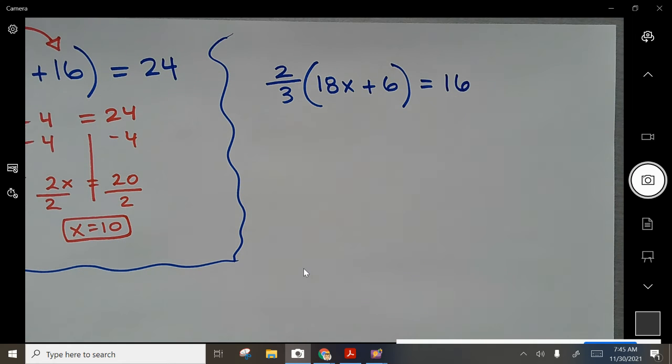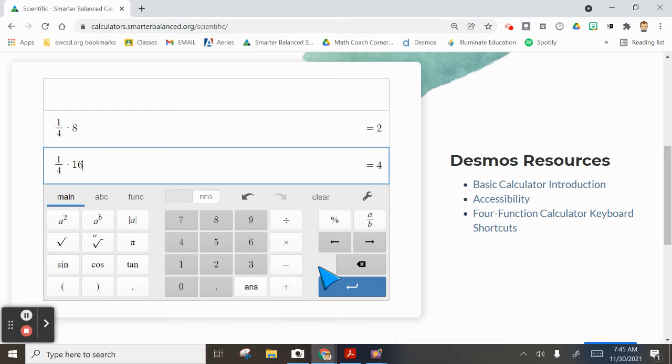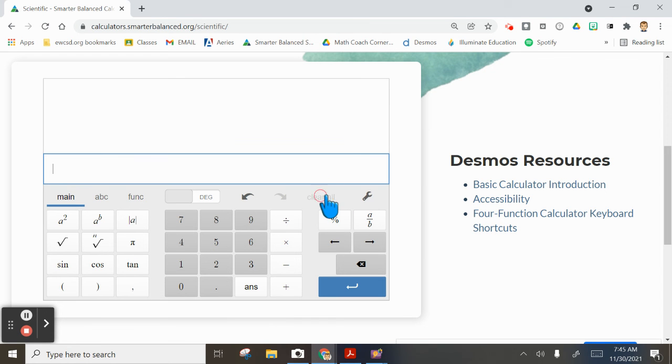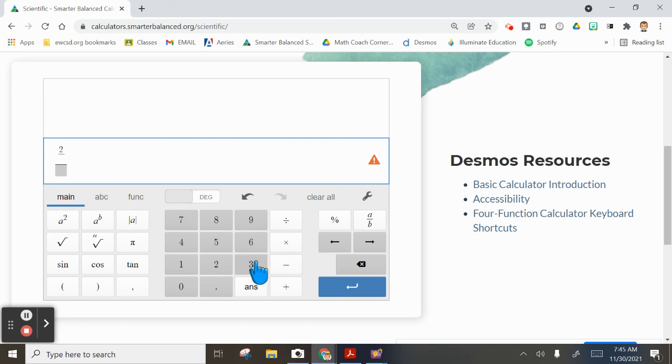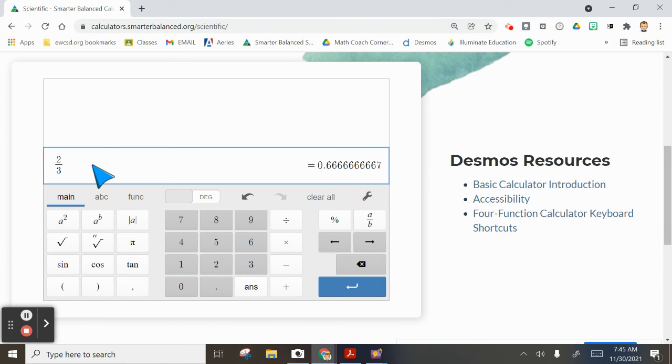All right, go ahead and try this one on your own using the calculator. Use your calculator to the best you can. Go ahead and clear it and then use your calculator. You're going to put 2/3. You do this on your own. 2/3, and make sure you multiply it properly.